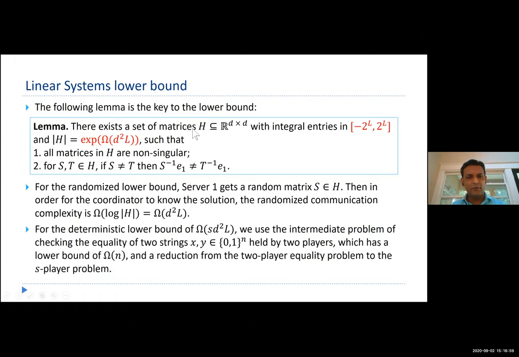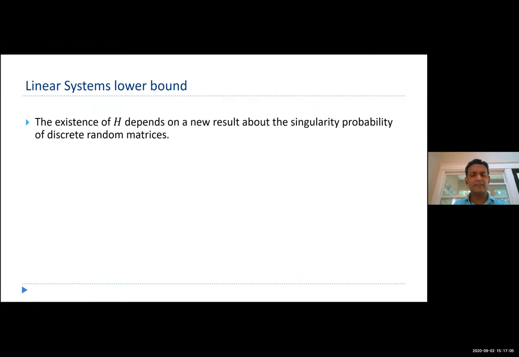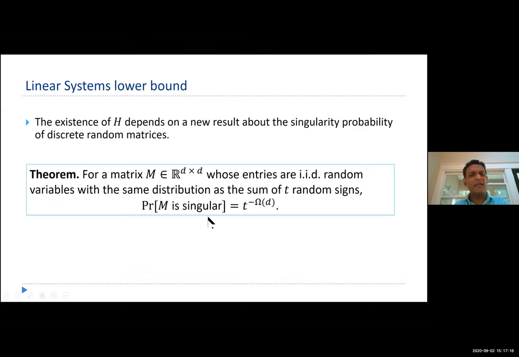Now, the lower bound lemma here, the existence of this, turned out to be quite interesting. In order to prove the existence of this very large collection of integer matrices that are non-singular and have distinct solutions to a linear system, we analyze perhaps a more basic problem, a random integer matrix. And the question is, what is the probability that it's singular? So this is the key step in showing the existence of this large collection of matrices.